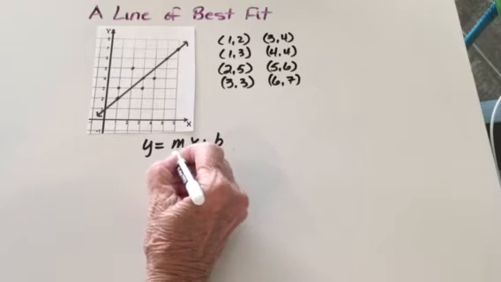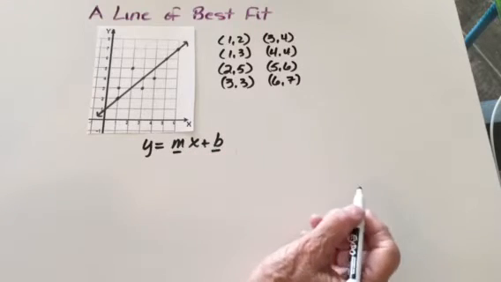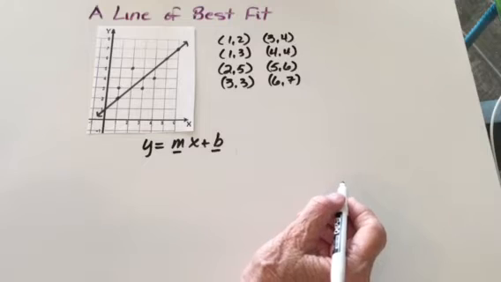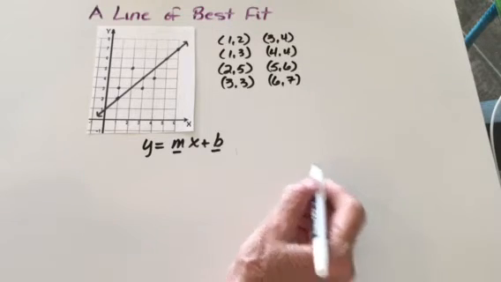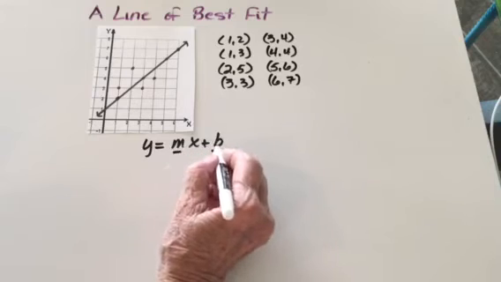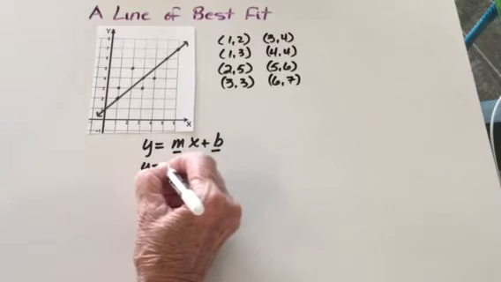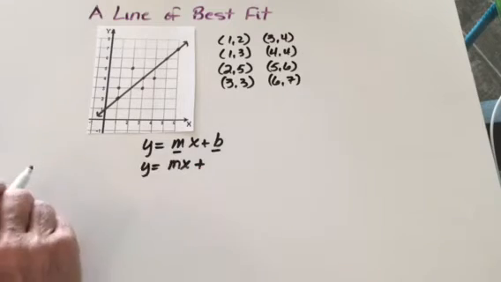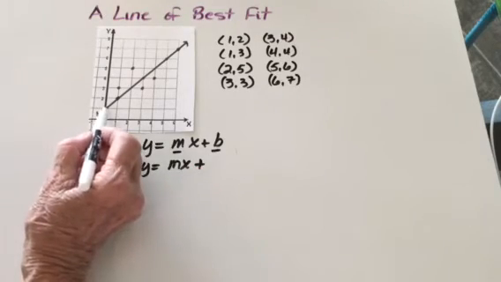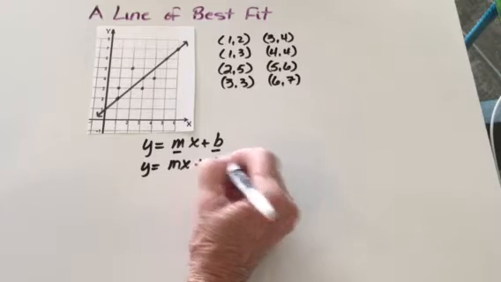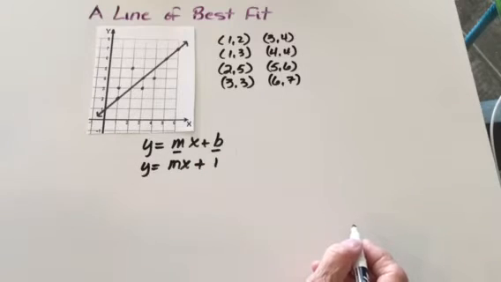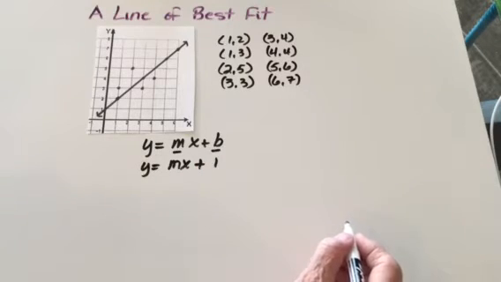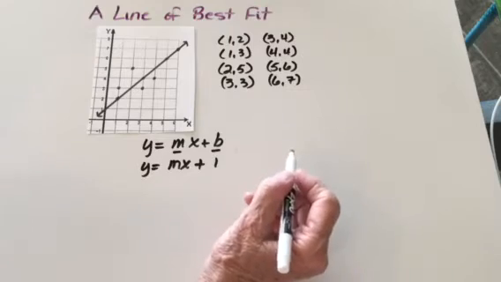So we have to figure out the slope and the y-intercept. Can some of you do that before I do it? I bet you could. Let's figure out the y first. Y equals mx plus what? Where does it go through the y? Right there on positive 1, plus 1. All right, you agree? Let's figure out what the slope is.